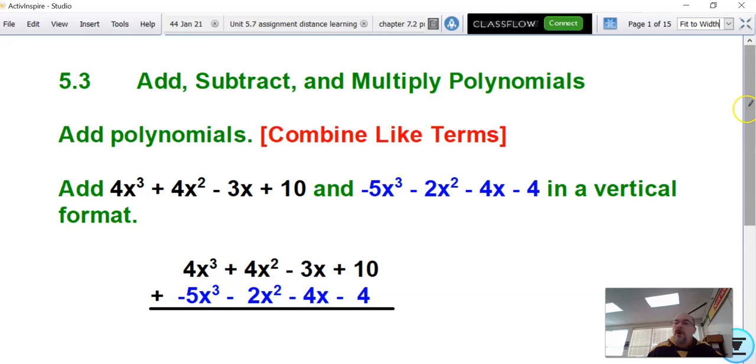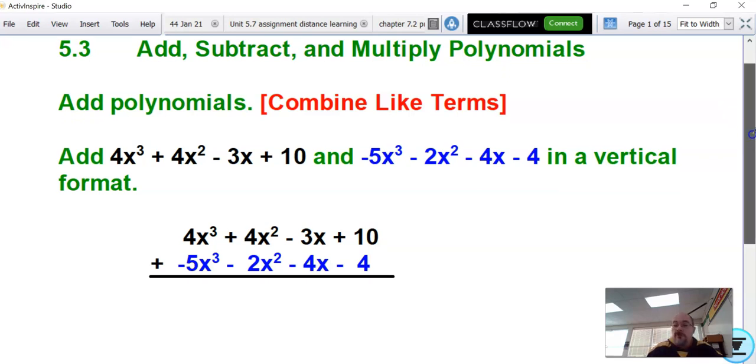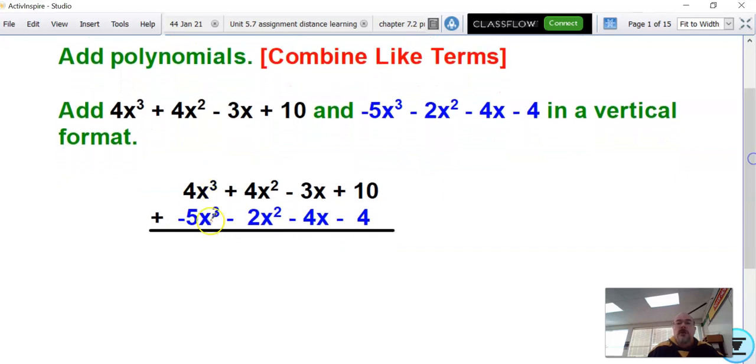So I have the problem already typed out. We've got a 4x cubed plus 4x squared minus 3x plus 10, and we're going to add it to the negative 5x cubed minus 2x squared minus 4x minus 4. And I'm doing the vertical format. All right, so again, notice how I've got everything lined up according to what the degree is for the problem. All right, here we go.